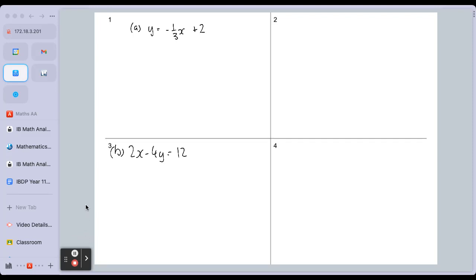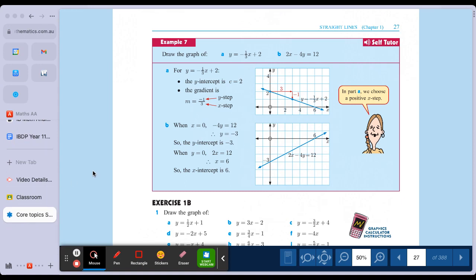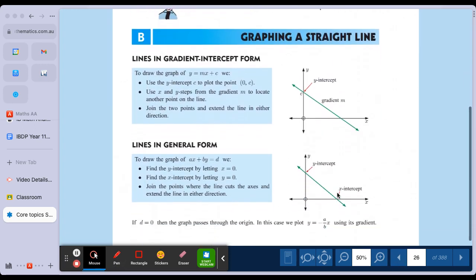I have two examples here, and what we're going to do is just get across the whole graphing or sketching of linear functions. It's only going to be a brief little summary. So I wanted to show you the example in the textbook, and they basically promote two methods for working out the sketch or the graph of a function. That's here on page 26.